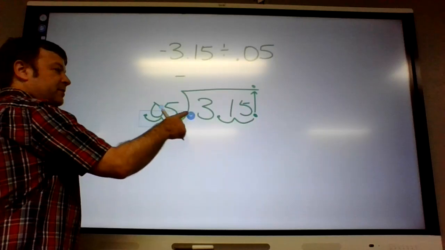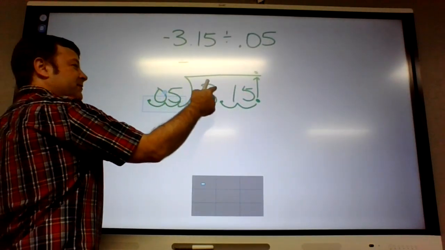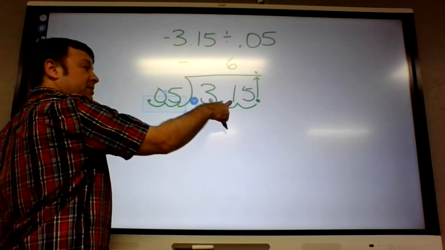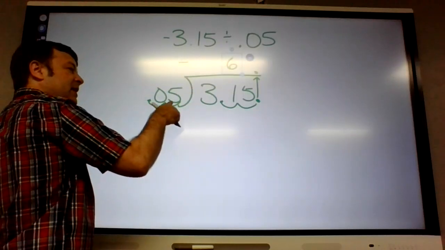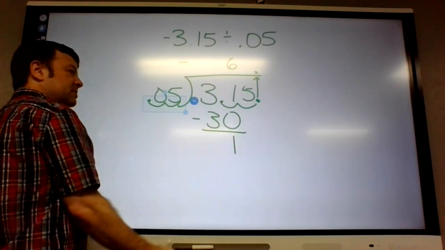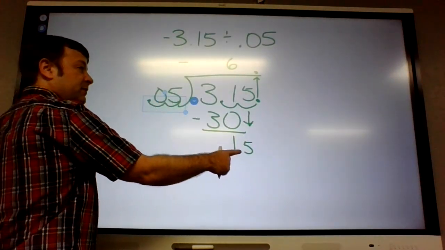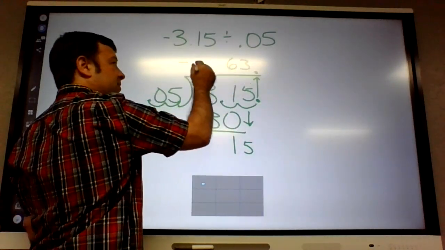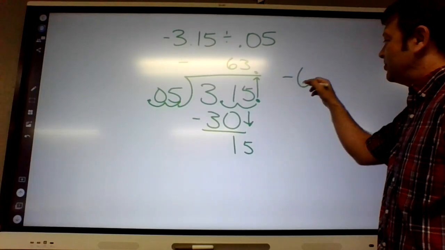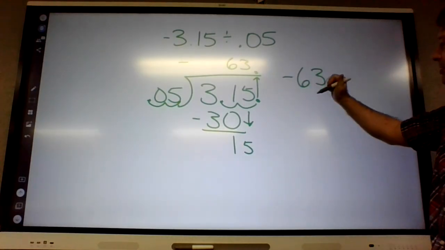So now it's just 315 divided by 5. So how many times does 5 go into 31? 6. So 6 goes above the 1, the last digit, 31. 6 times 5 is 30. Subtract. Bring down the next digit, start over. How many times does 5 go into 15? 3. So this would just be negative 63. If the decimal's at the end, that just means there's no fraction or decimal place. You could put 0.0, but that doesn't really do anything. It's just negative 63.